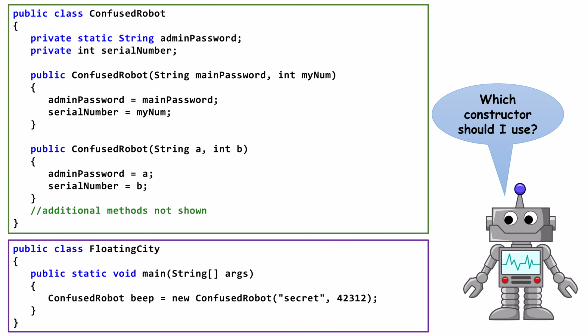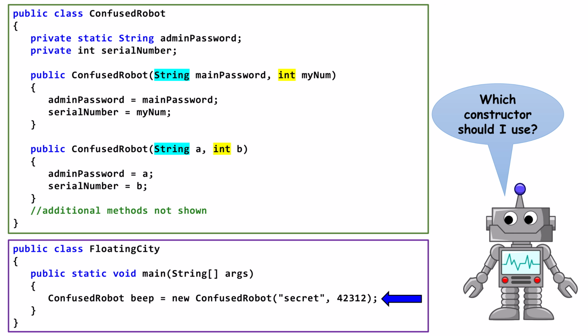Let's look at a situation where overloading constructors causes problems. The class ConfusedRobot has two constructors. Each constructor has a string parameter, followed by an int parameter. The fact that the parameters have different variable names is irrelevant.